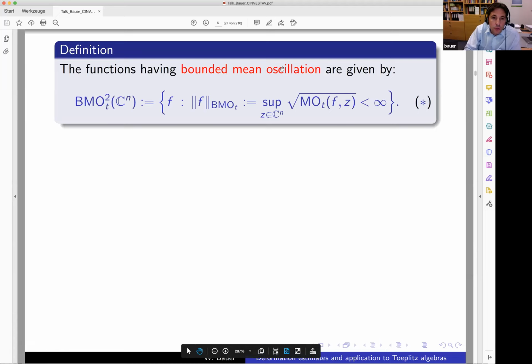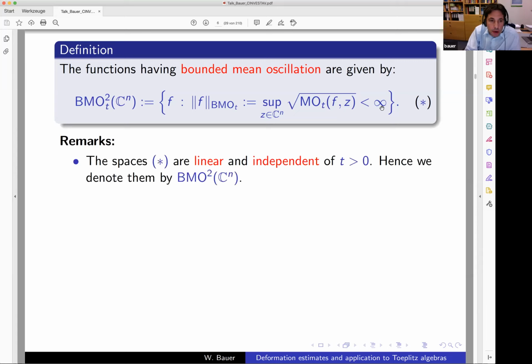And with this function, we can define the space of functions having bounded mean oscillation. This is the space BMO index t, 2. These are all functions with the property that the mean oscillation, we take the square root of this, so it's a real valued, non-negative valued function, and you take the supremum of this, that this is bounded.